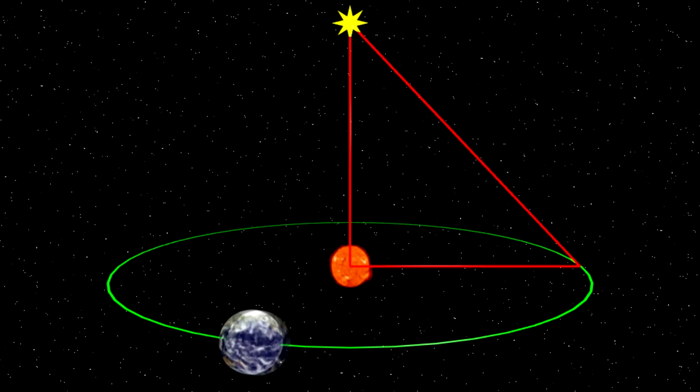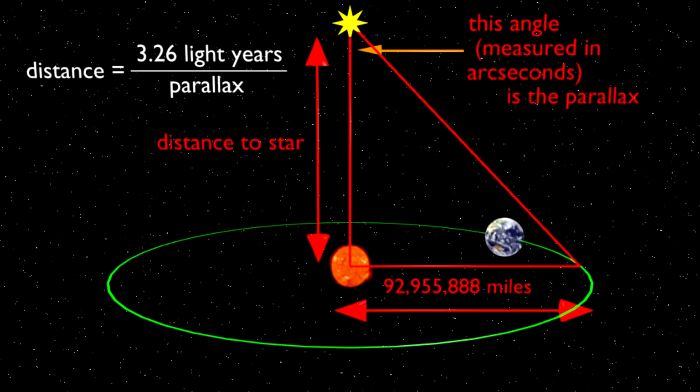Now, the Earth, the Sun, and the star form a right triangle. The length of the bottom side of the triangle is just the distance from the Sun to the Earth, which is 92,955,888 miles. The length of the left side of the triangle is the distance to the star. The angle at the top of the triangle is called the parallax.